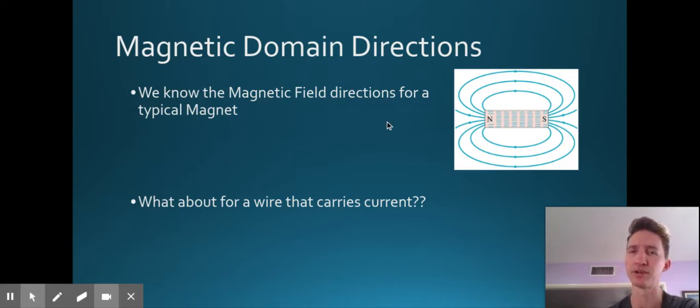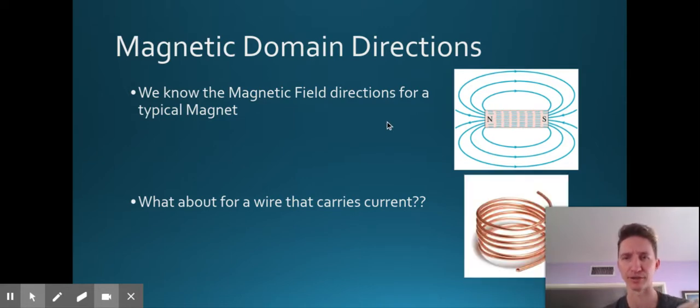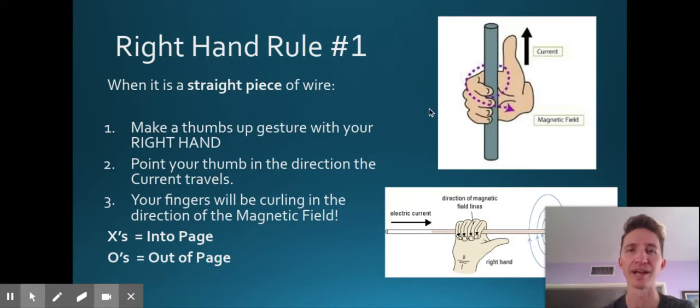What I haven't showed you is what if you actually have like a wire? Like we know that the current is going to travel from one end to the other, but what is the direction of magnetic field? Like where's your north? Where's your south? So to actually help with this, there's a very nice, simple, straightforward rule, which I have on this next slide here. It's called the right hand rule.